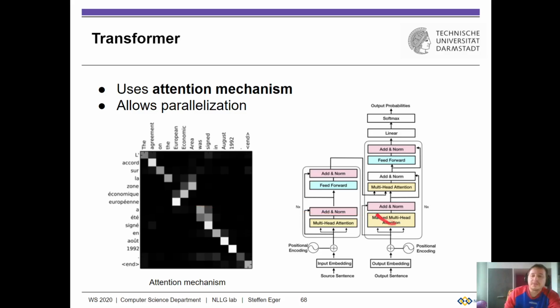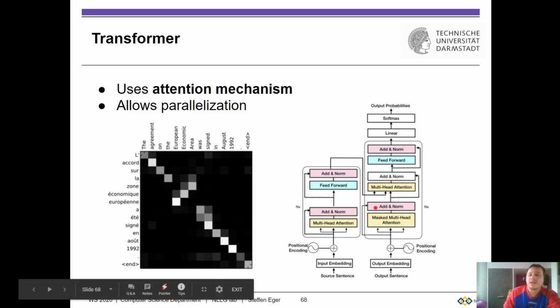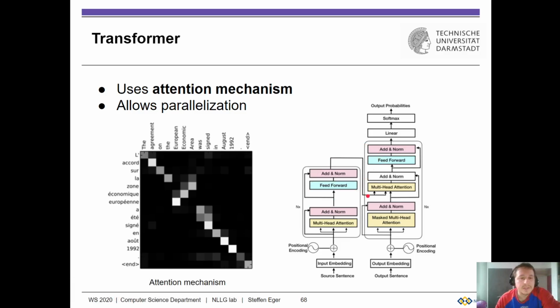Now transformers make heavy use of attention, and they also use something called self-attention. Additionally, they give up the recurrent connection and say, let's not use a recurrent connection, but let's use attention and feed-forward architectures and combine them in a complex architecture. So it's a rather complex architecture that combines feed-forward networks and attention. And it has been empirically shown that this works very, very well.